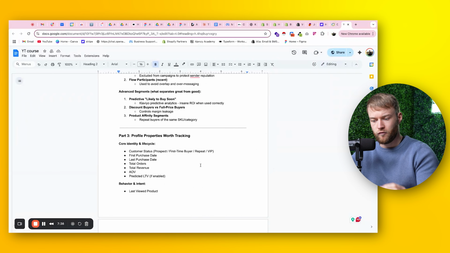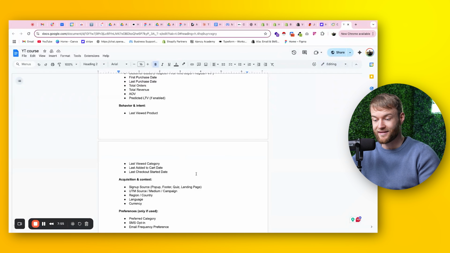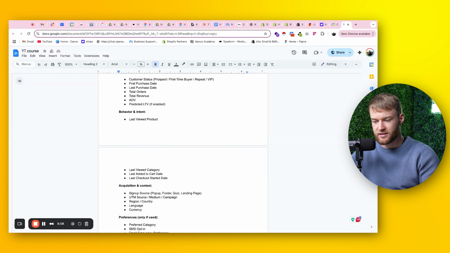So profile properties worth tracking. You've got your core identity and your life cycle. So customer status is your prospect, first-time buyer, repeat, VIP, first purchase, last purchase, total orders, total revenue, AOV, and predicted LTV if you can do that. Then you've got your behavior and intent. When someone last viewed a product, when they last viewed a specific category, when they last added to their cart, and the last time that they initiated a checkout.